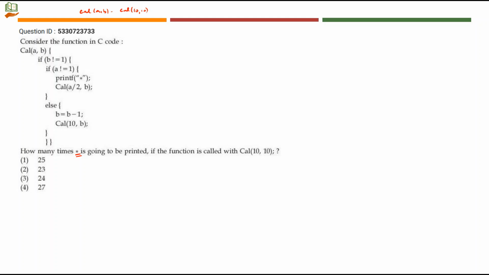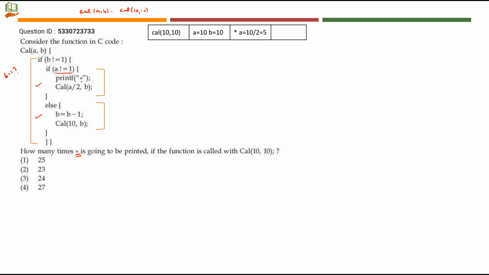So let's first understand what is in the code. They have given if and else block inside an if block. So the first if block will test whether B is equal to 1 or not. If B is not equal to 1, inside the if block they check whether A is not equal to 1 or not. If it is not equal to 1, the if block will be executed. If it is equal to 1, the else block will be executed. Whenever B is not equal to 1 and A is not equal to 1, a star is printed. They are asking how many times this star will be printed.